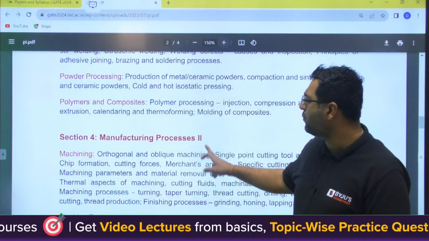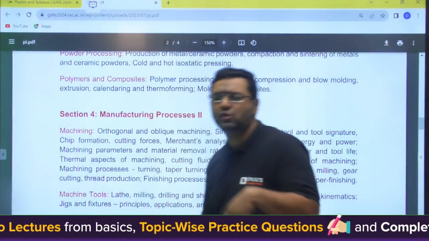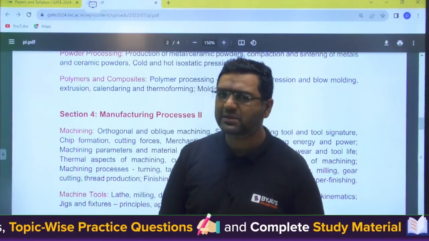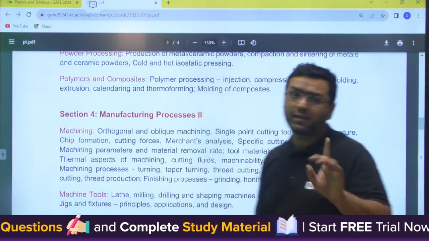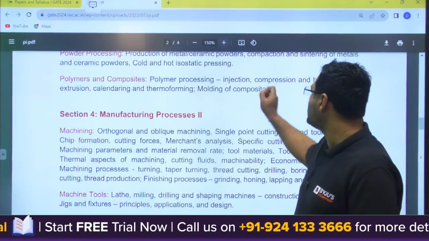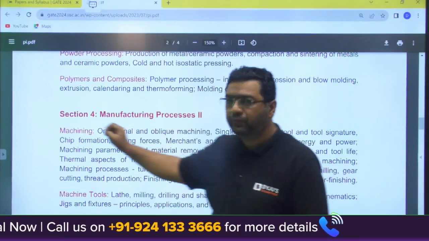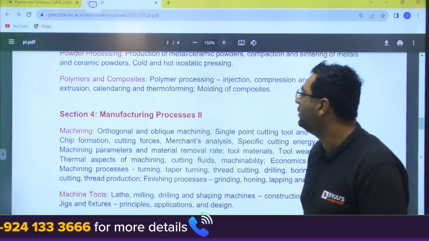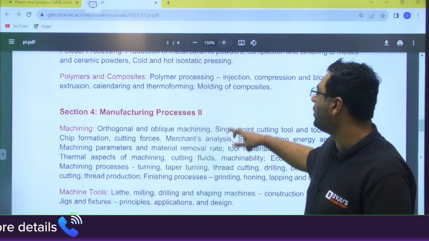Then polymer and composite they have mentioned separately, which is not separately mentioned in the mechanical syllabus. So that is becoming important here. Questions will come separately from this part. Polymer processing: injection, compression and blow molding, extrusion, calendering, and thermoforming, molding of composites.